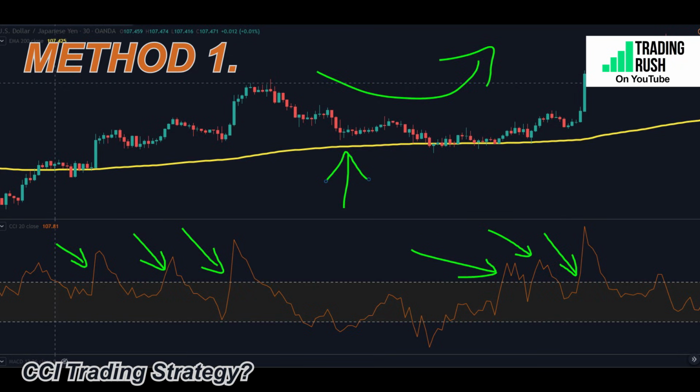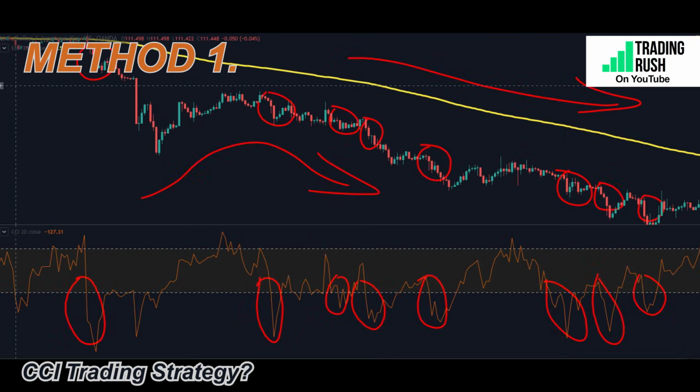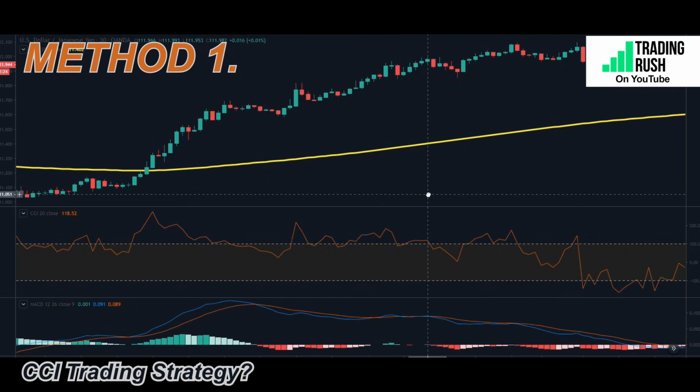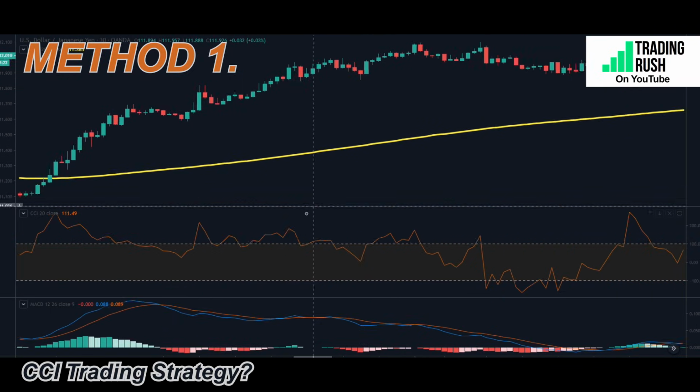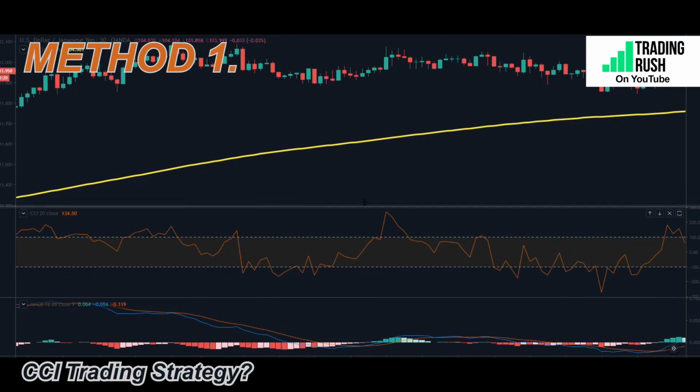So our modified CCI trend trading strategy goes something like this. We will buy when CCI crosses above the upper band and price is still above the 200 EMA. And we will sell when CCI crosses below the lower band and price is still below the 200 moving average. Always remember, the risk to reward ratio and win rate are inversely proportional to each other. In other words, if you increase the risk to reward ratio, your win rate will decrease.